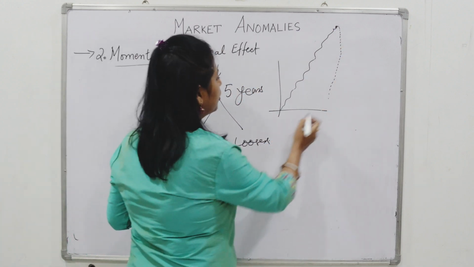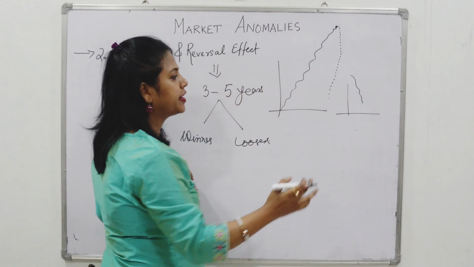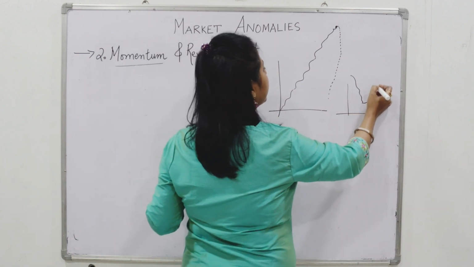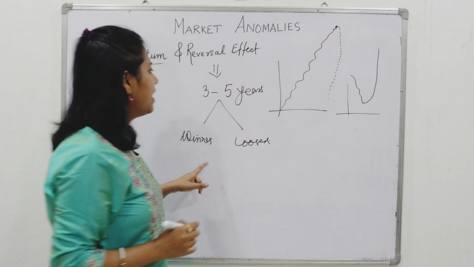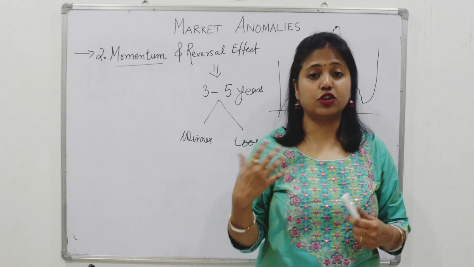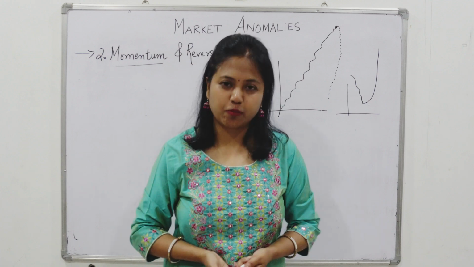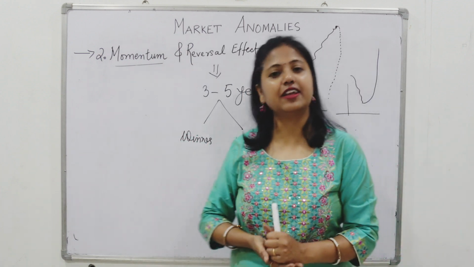And the opposite is for the losers. The losers who were falling, and investors were so underreacted, now they will react and it will take the price high. And that's why in a reversal effect, the winners will of course fade away and the losers will bounce back. This is the reversal effect.